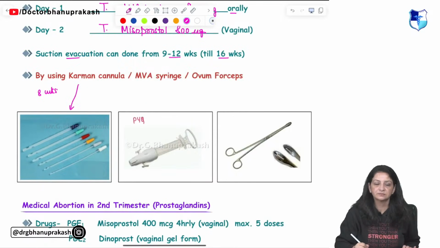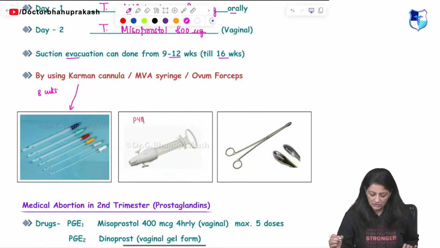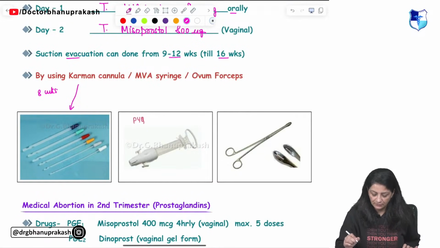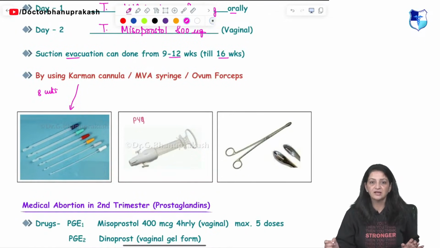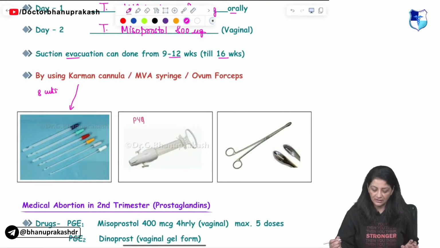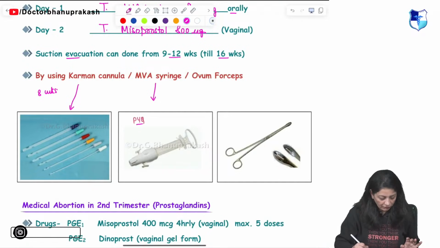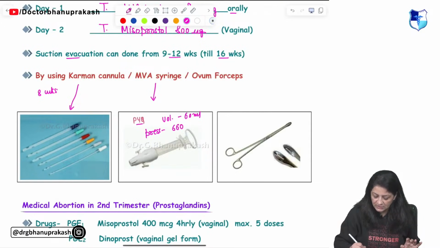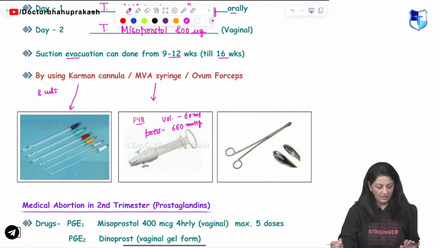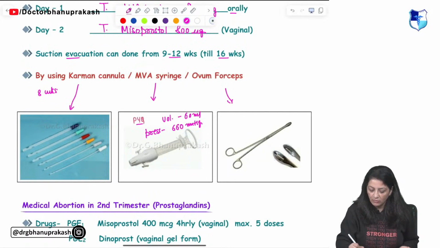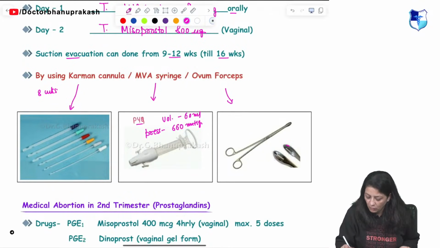MVA syringe, manual vacuum aspiration syringe. The Karman cannula is attached to a suction machine. But in some areas, if electricity is not available, then we can use the MVA syringe, with a volume of 60 ml and pressure of around 660 mm of Hg. And this one is the ovum forceps, oval in shape.